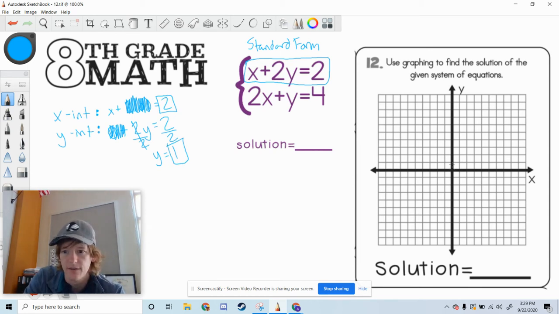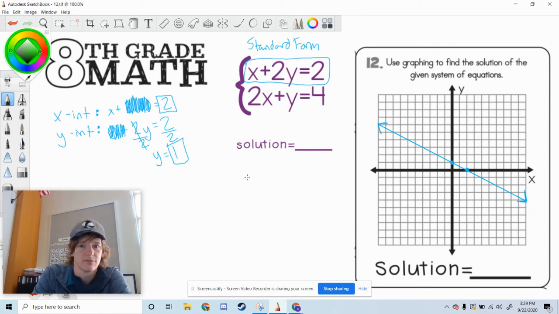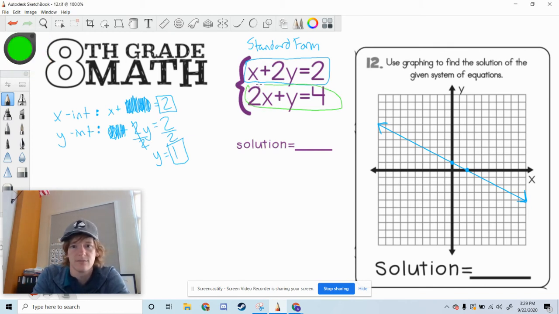So let's do that. Y is at 1, x is at 2, and I'm going to connect those 2 points. Pretty close together. I might have to stretch this line out a little bit. There we go, just like that. So my first line goes through here. Now, in order to solve this system of equations, I want to find where these two lines cross each other. So let's go with green for the second one.